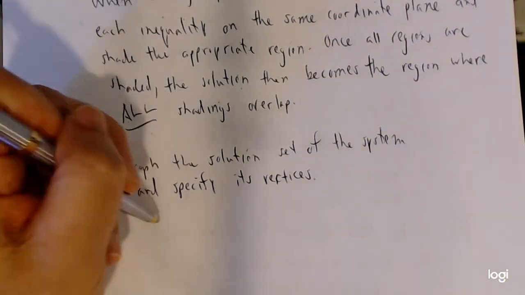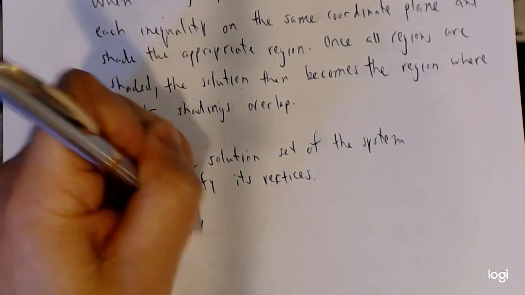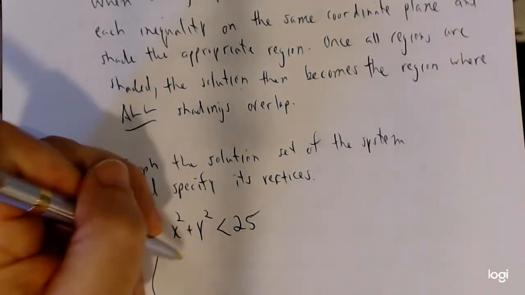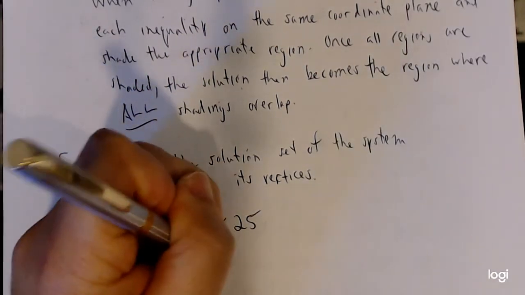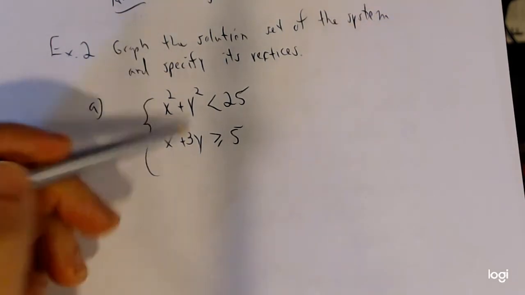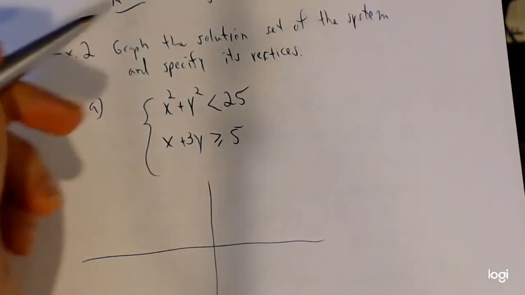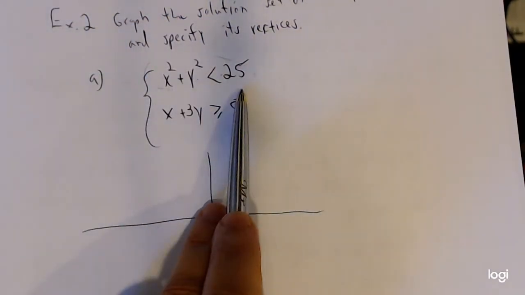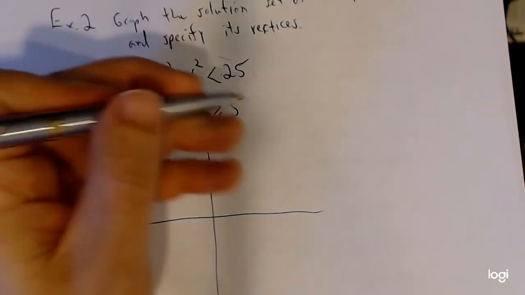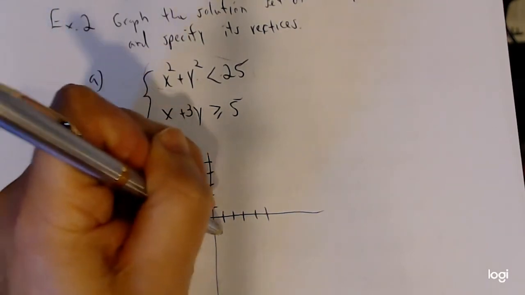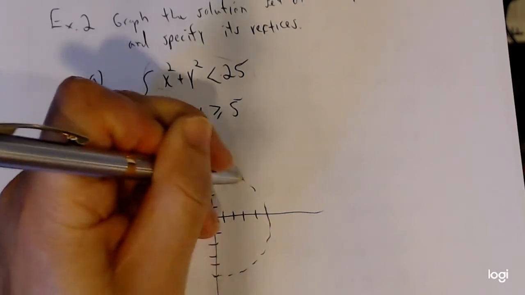My first inequality is x squared plus y squared is less than 25. The next one is x plus 3y is greater than or equal to 5. Let's go step by step. Notice this system is composed of 2 inequalities. Let's look at the first one: x squared plus y squared is less than 25, which is a circle centered at the origin with a radius of 5. And we know that this circle is dashed.